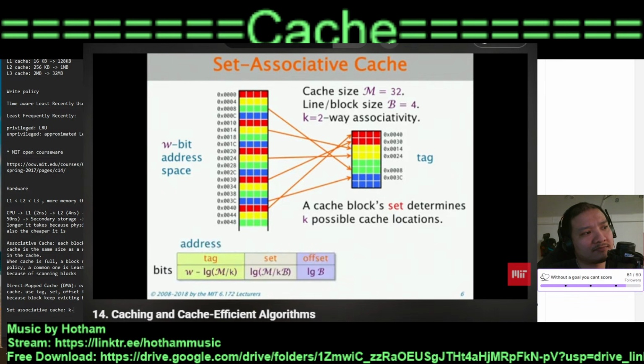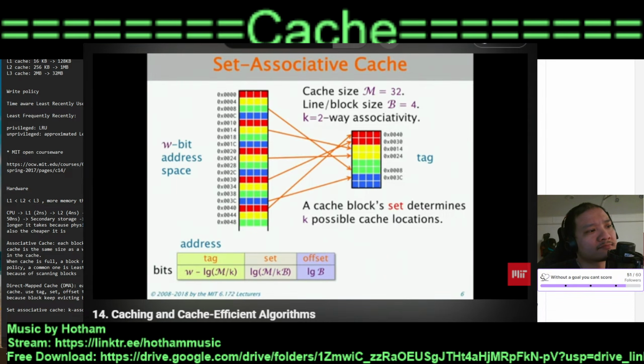So let's look again at how the bits are divided in the address. We still have the tag, set, and offset fields. The offset field is still log base 2 of b. The set field is going to take log base 2 of m over kb bits. So the number of sets we have is m over kb, and we need log base 2 of that number to represent the set of a block. And then finally, we use the remaining bits as a tag, so it's going to be w minus log base 2 of m over k.